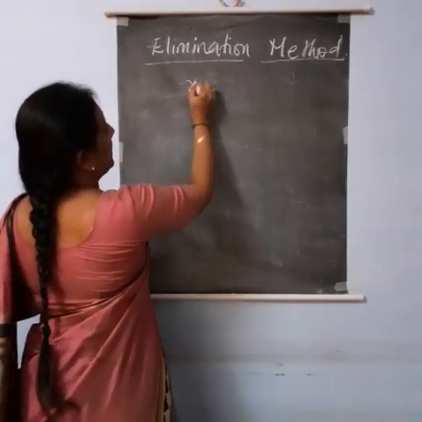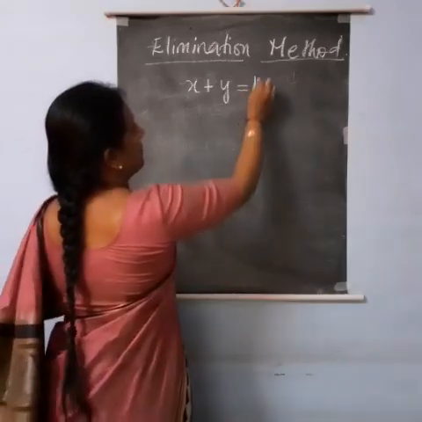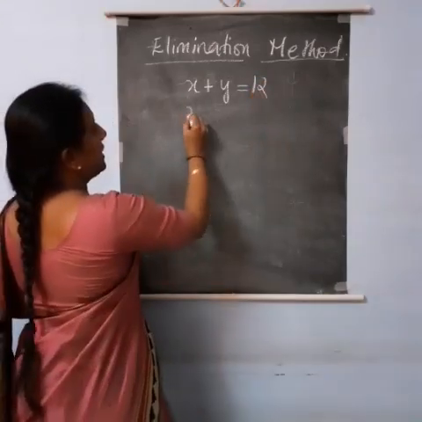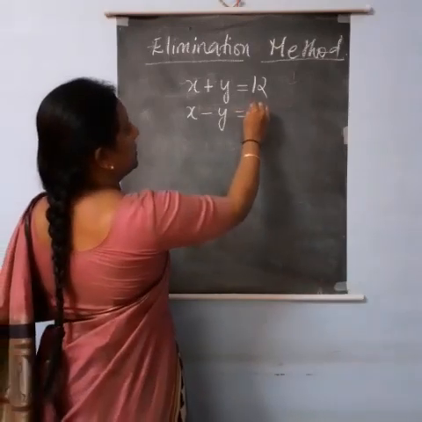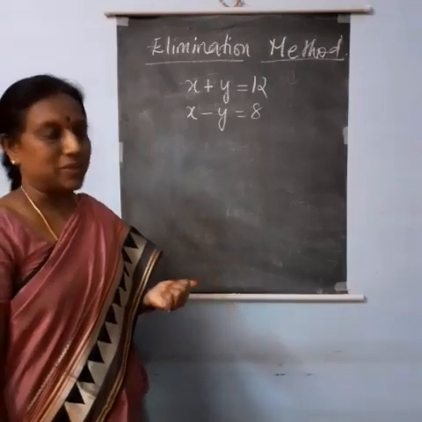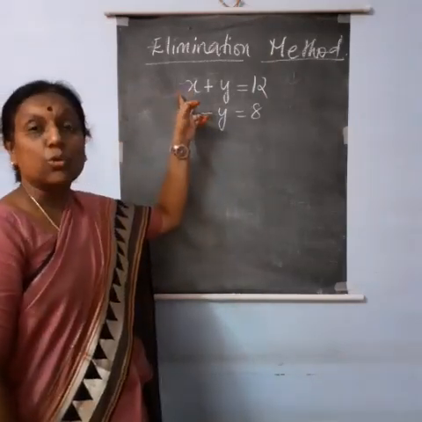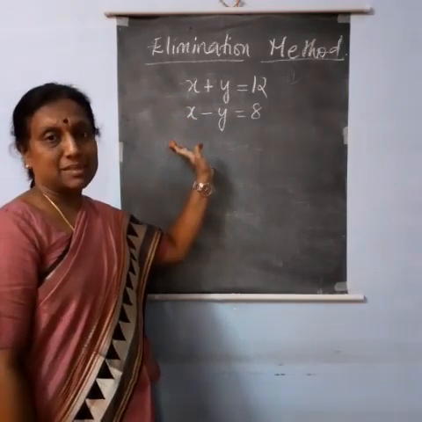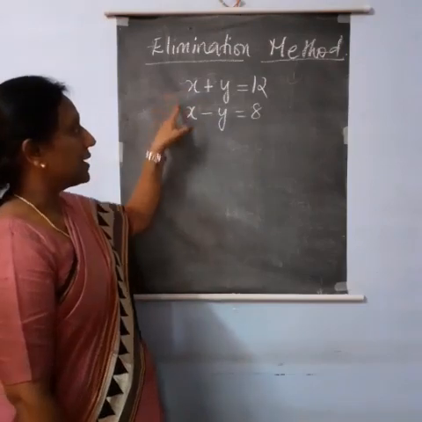Just say you have x plus y equal to say 12 and x minus y equal to 8. Okay, it's two equations, any two equations. Now what I'm going to do is, we have to study the coefficients of both the variables. The coefficients of x in both the equations is 1 and 1.